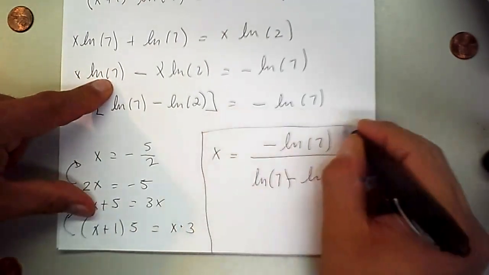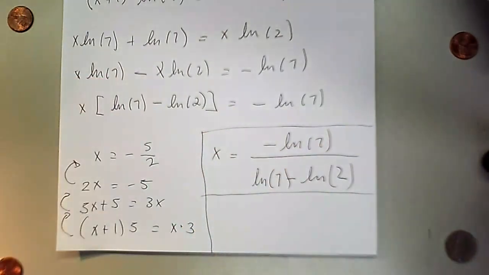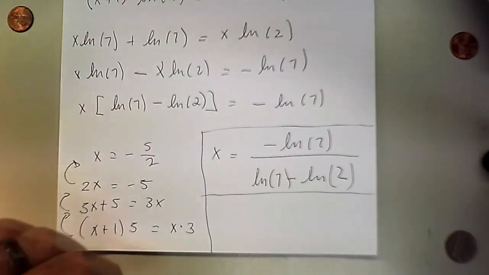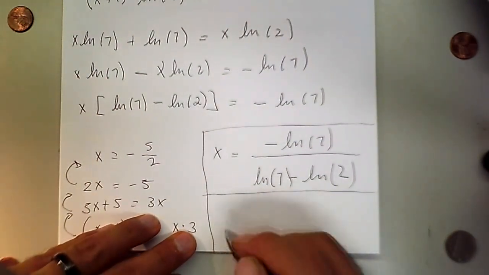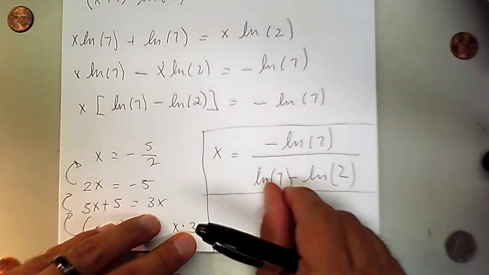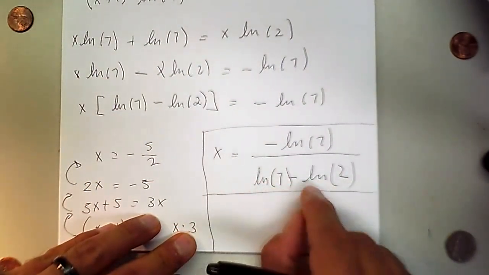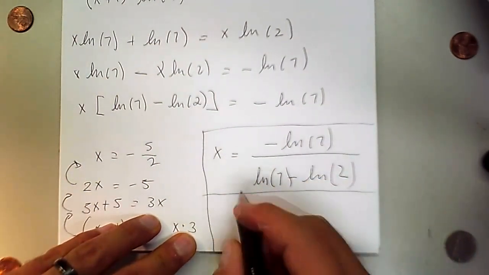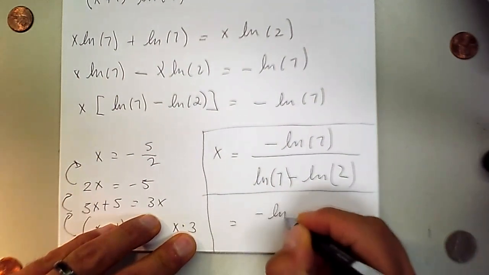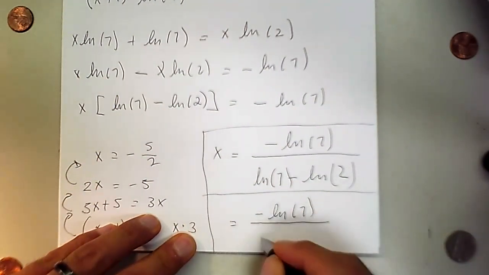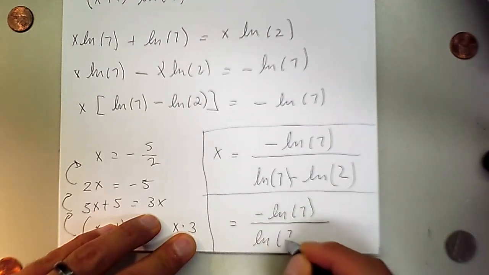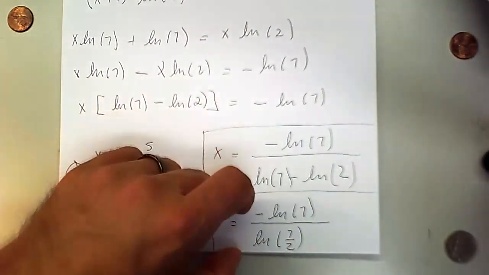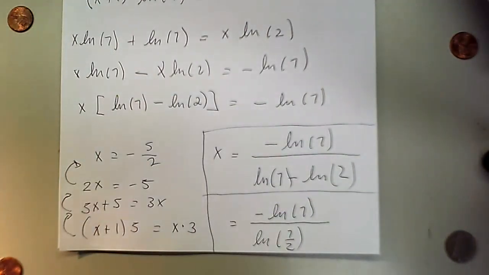And voila, there it is. We're all done with the exact answer. Can we go farther? Yes, we may. We can consolidate those two as the natural logarithm of 7/2. So this is negative natural logarithm of 7 over natural logarithm of 7 over 2, and that's it. So that's another way to write the answer. Either one, this or this, I take as good.